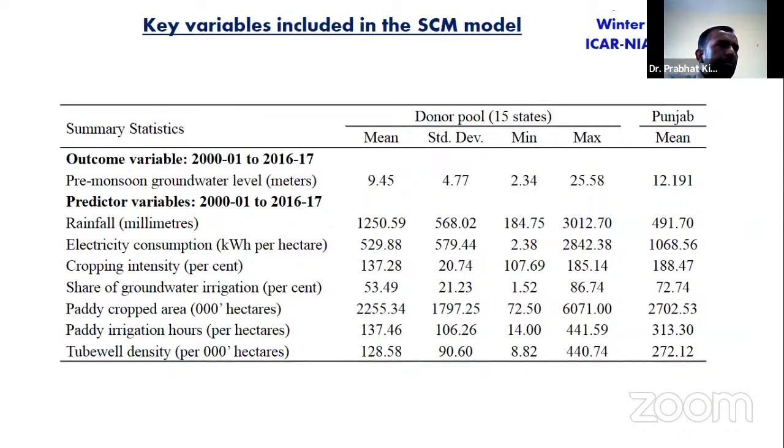So here the predictor variables which we have included in the model are rainfall, electricity consumption, cropping intensity, share of groundwater irrigation, paddy crop area, paddy irrigation hour, and well density. Here we have just taken the average of all variables, and here the Punjab is 10, and you can easily see the differences from the others.